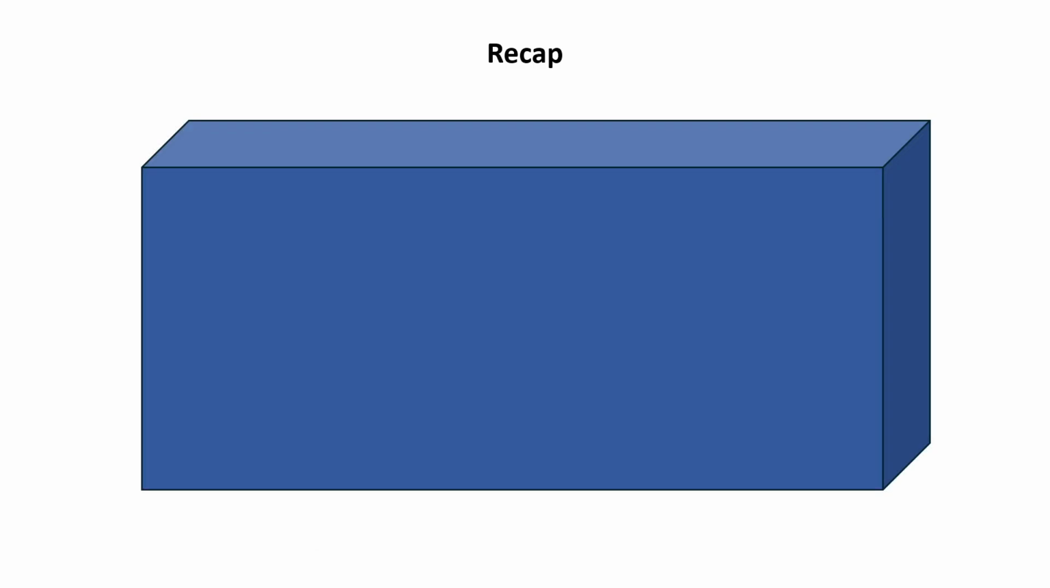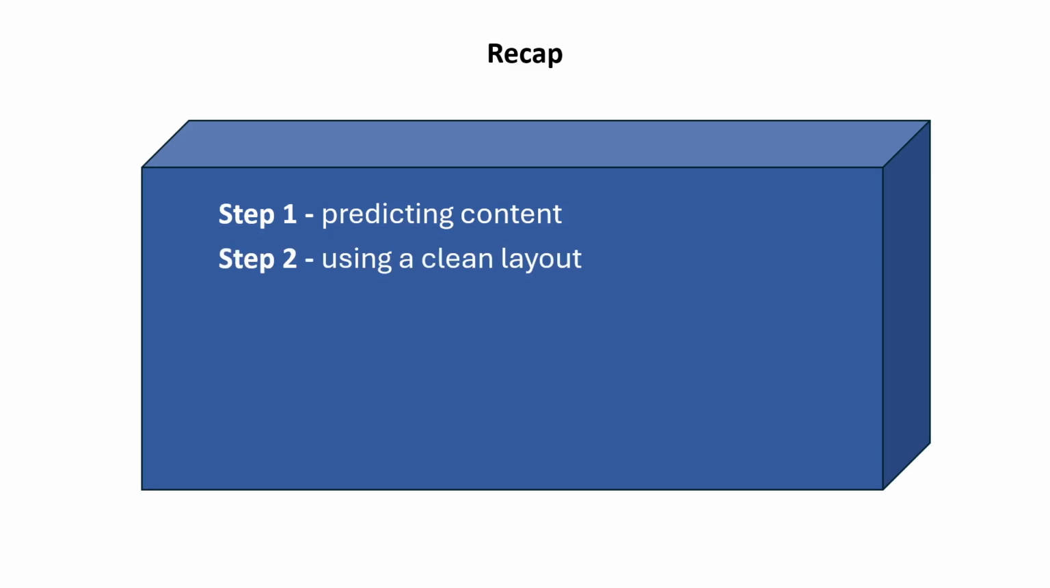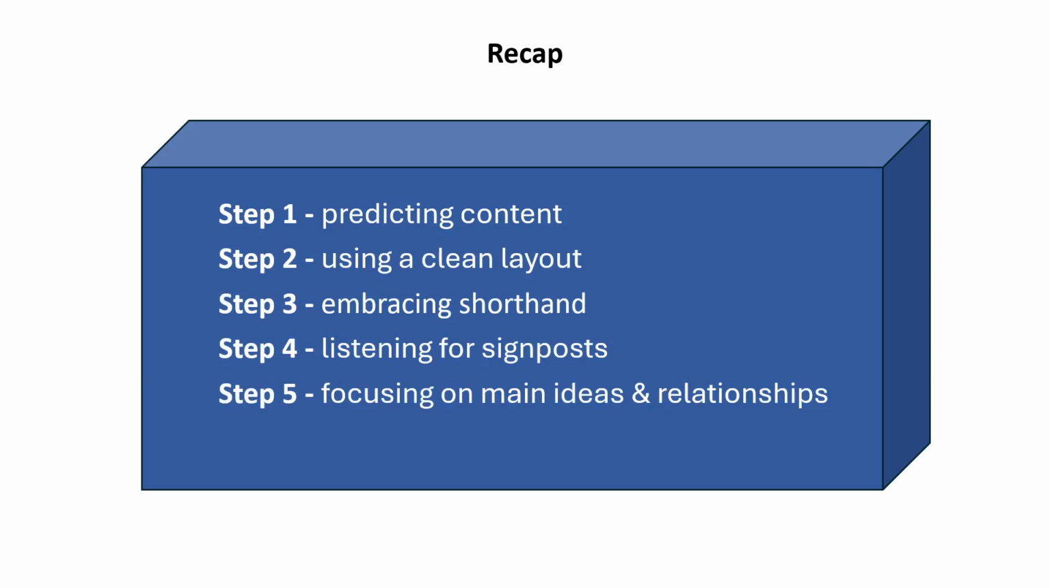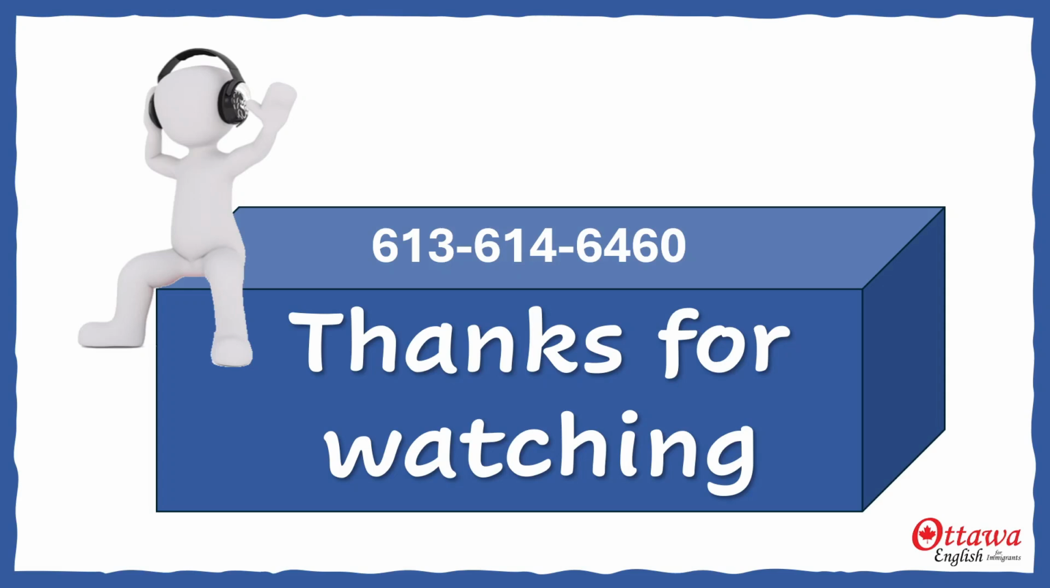Okay, so to recap, predicting content, using a clean layout, embracing shorthand, listening for signposts, focusing on main ideas and relationships, and leaving spaces between sections are all the things that you need to do in order to be able to capture the information that CAEL actually tests.